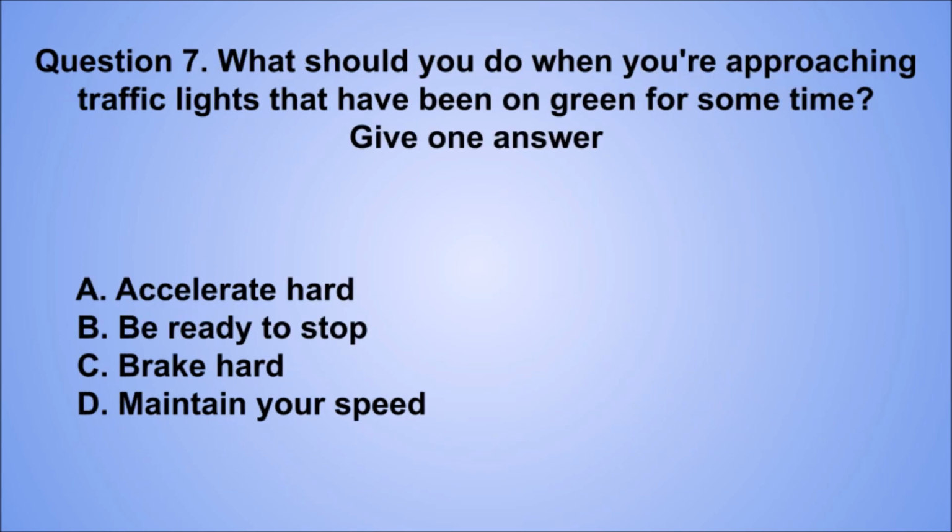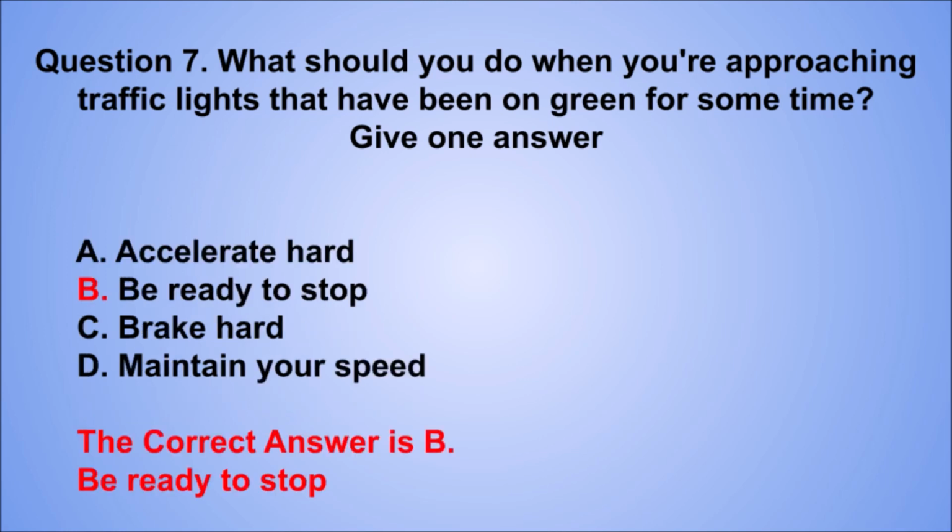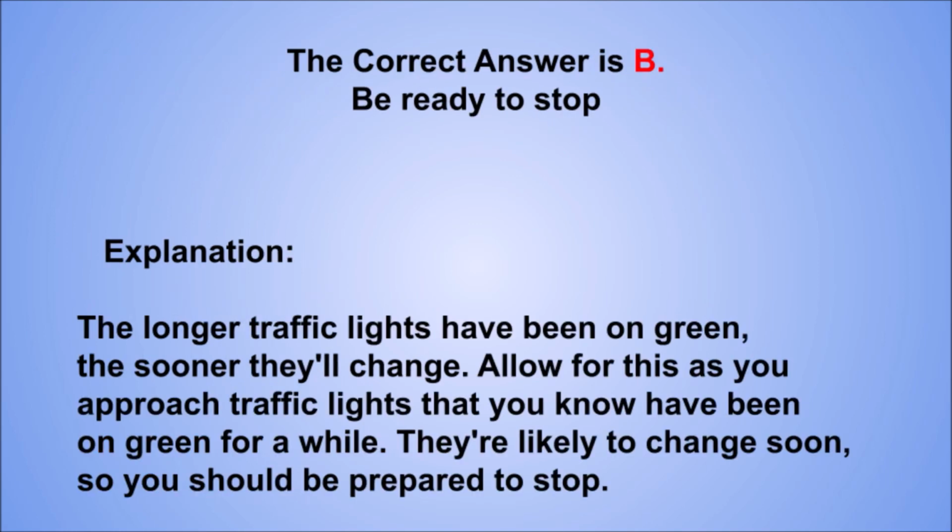Question 7. What should you do when you're approaching traffic lights that have been on green for some time? Give one answer. A. Accelerate hard. B. Be ready to stop. C. Brake hard. D. Maintain your speed. The correct answer is B. Be ready to stop.